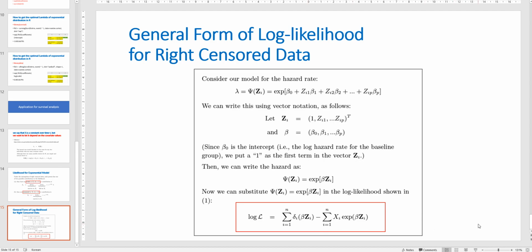I hope it was useful to understand lambda of the exponential distribution and how to get it in R.